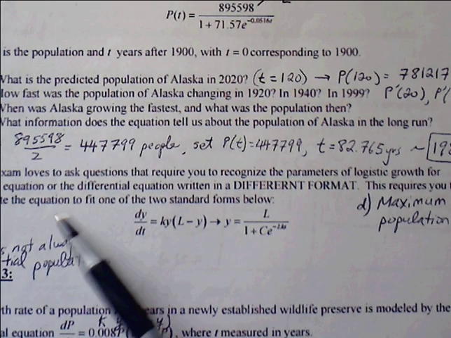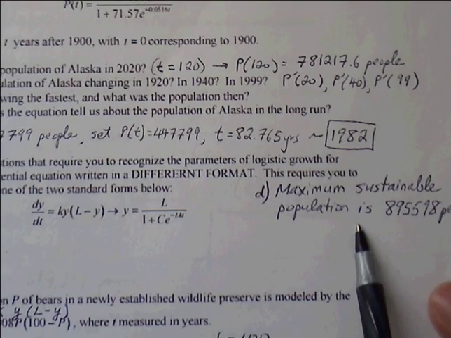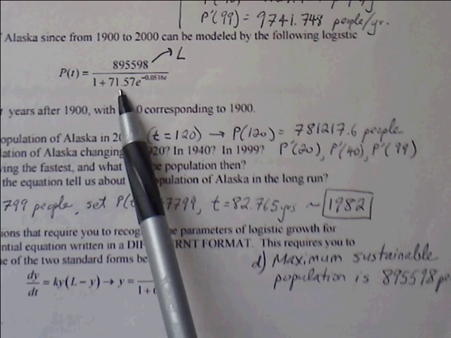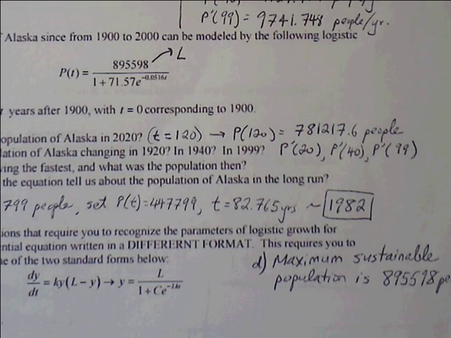Okay. One more thing here, the maximum sustainable population is given by this L value, 895,598.